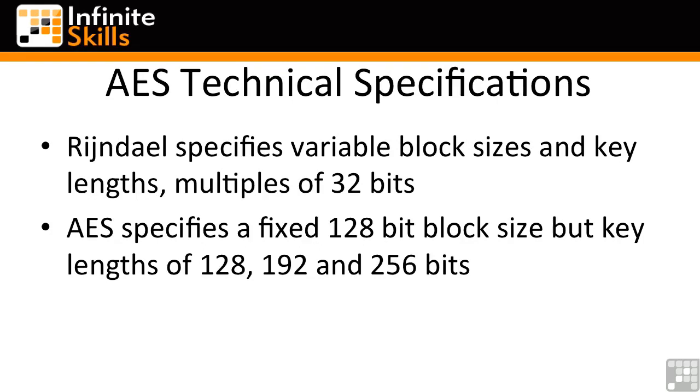The original Rijndael algorithm specified variable block sizes and key lengths, and as long as those block sizes and key lengths were multiples of 32 bits, so 32, 64, 96, and so on, you could use those block sizes and key lengths. When AES was published, AES specified a fixed 128-bit block size and key lengths of 128, 192, and 256 bits. So we've got, with AES, 3 different key lengths, but 1 block size.